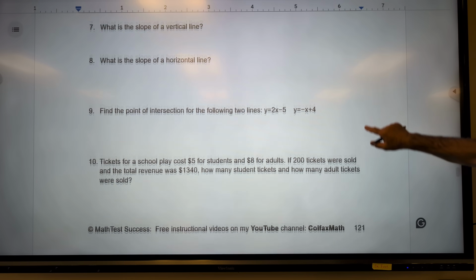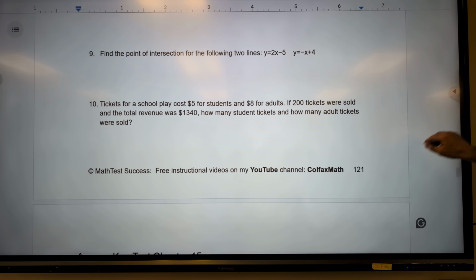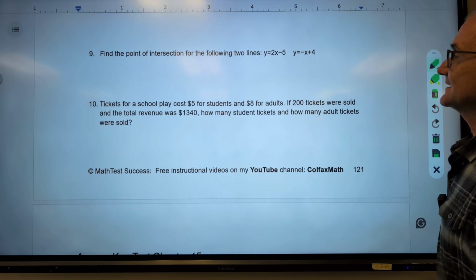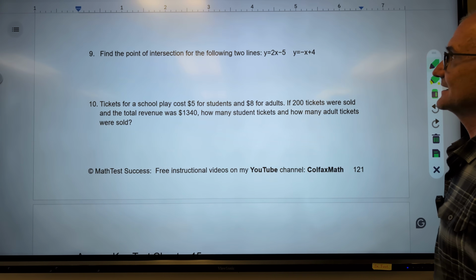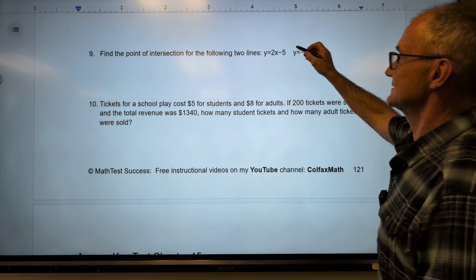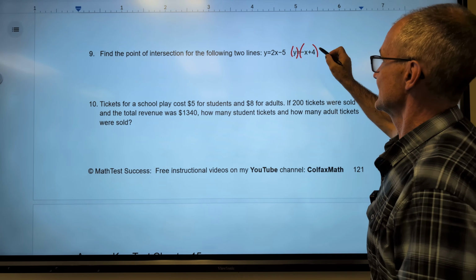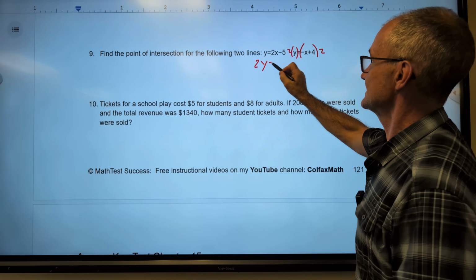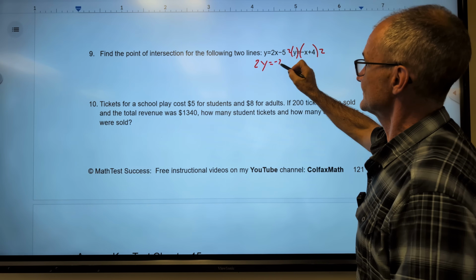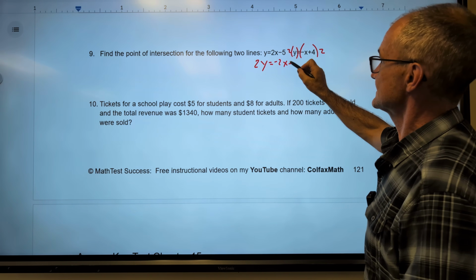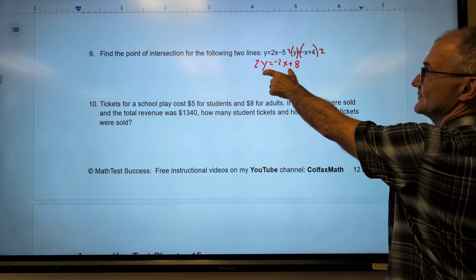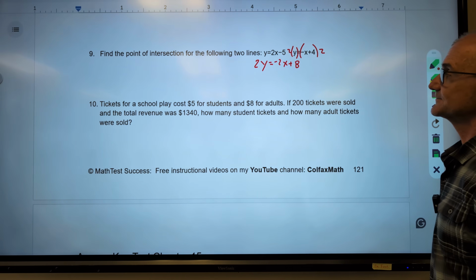Okay, number 9. Let me get a little more room here. On number 9, I have these two equations. I want to find the point of intersection. I need to combine the two equations. There are a lot of ways to do this, but I'm just going to multiply this side by 2 and this side by 2. That is going to give me 2y = 2(-2x + 8). So this equation multiplied by 2 on both sides is now 2y = -4x + 16.